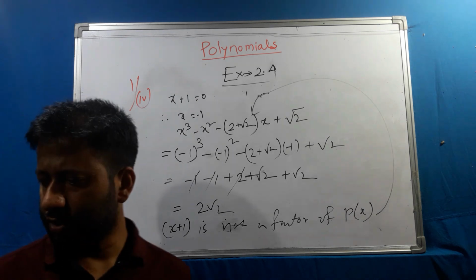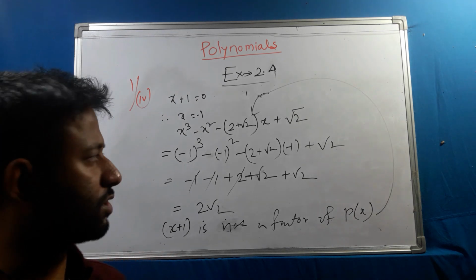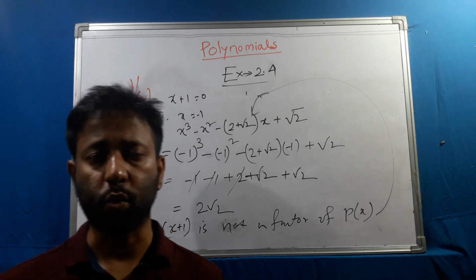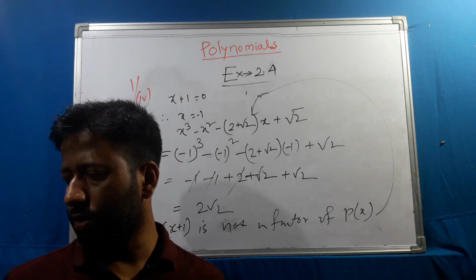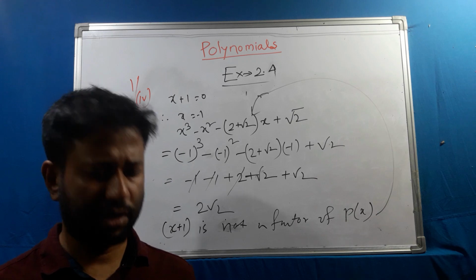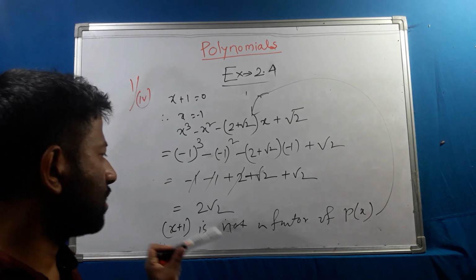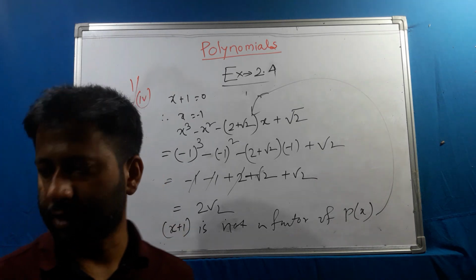In this manner I have to check the other questions. They have given 4 questions. Among them I have checked 2, that is question number 2 and question number 4. The remaining 2 you guys check. If this value is coming 0, then it will be a factor. Okay.